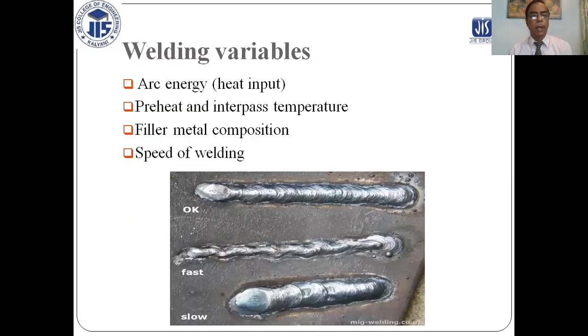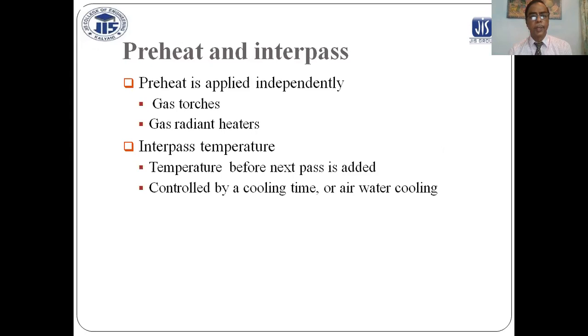Welding variables: arc energy, heat input, preheat and interpass temperature, filler metal composition, and speed of welding. Preheat is applied independently, using a gas torch or radiant heaters. Interpass temperature is the temperature before the next pass is added, controlled by cooling time, air, or water cooling.